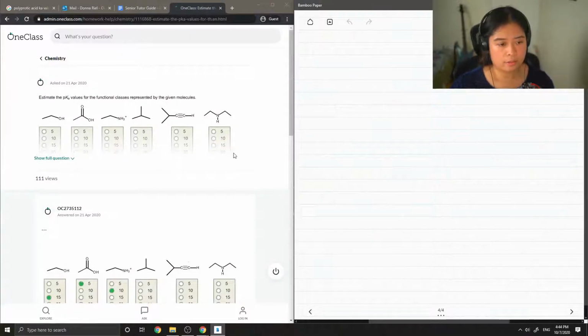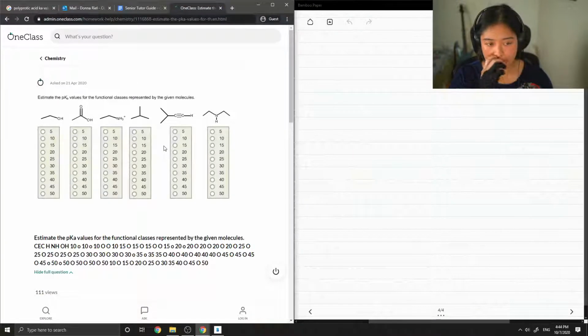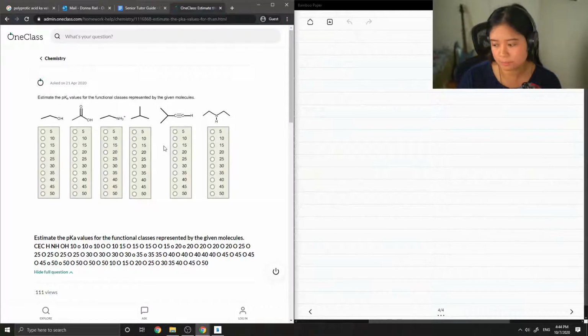Okay, so on to our 4th question. Estimate the pKa values of the functional classes represented by the given molecules. So this question just shows a lot of different molecules, and it wants us to estimate what their pKa values are.